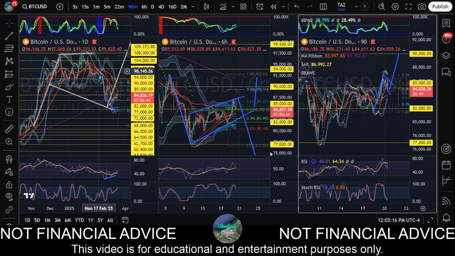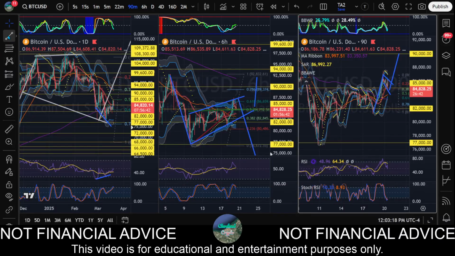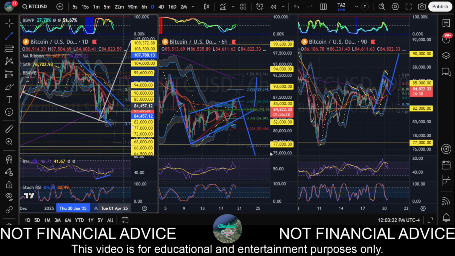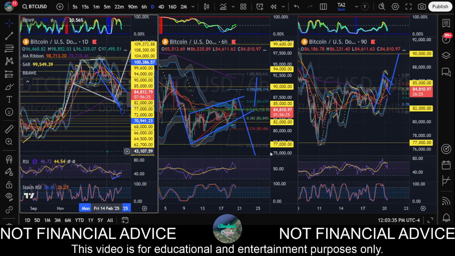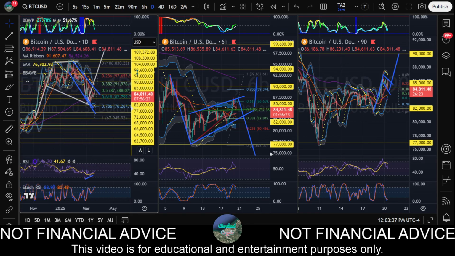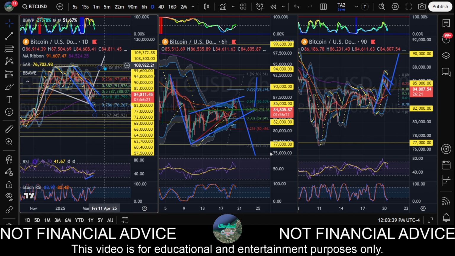But this is a widening, downward trending wedge. And they tend to turn back into upward trending wedges and move back to where they came from. So, hey, maybe we'll touch all-time highs again. I'm getting a little hopium here. We still got a long way to go.